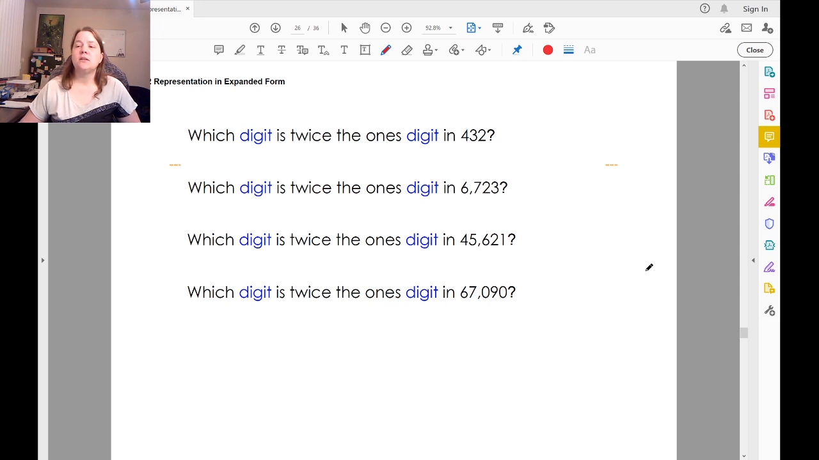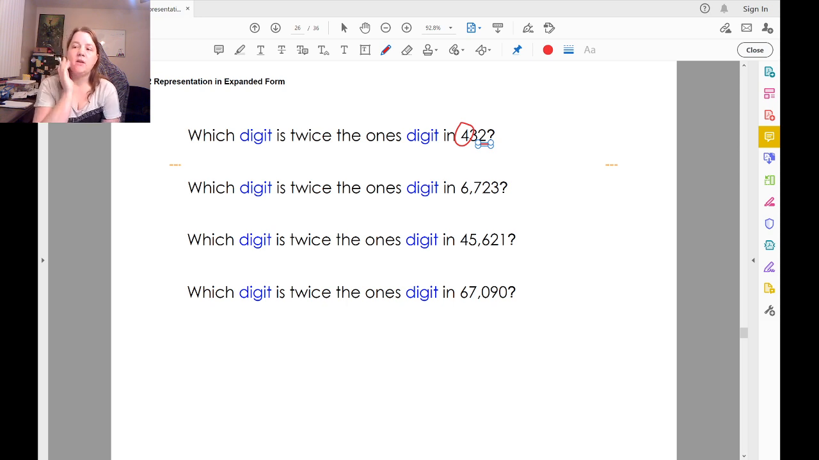All right, let's go ahead and look at what digit is twice the ones digit in 432. So first of all, what's the ones digit? The ones digit is 2. What digit is twice 2? Well, that would be 4. 4 is 2 times 2. Go ahead and try the next one on your own, and we'll talk about it when you come back.